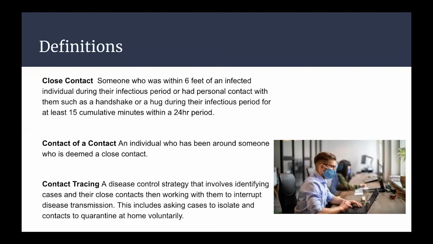Contact tracing is an effective disease control strategy that involves identifying cases and their contacts, then working with them to interrupt disease transmission. This includes asking people who are sick or who test positive for COVID-19 to isolate and asking contacts to quarantine at home voluntarily. Contact tracing is a key strategy in slowing the spread of the pandemic.